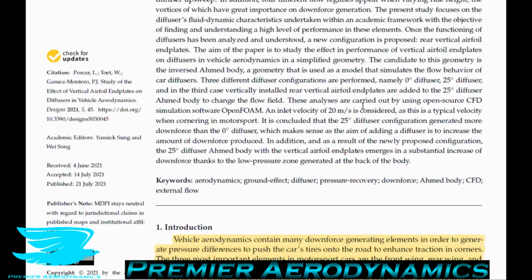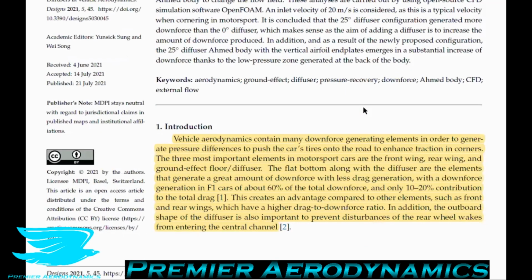So they start off saying that vehicle aerodynamics contain many downforce generating elements in order to generate pressure differences to push the car's tires onto the road to enhance traction in corners. And this is obviously very important because the faster you can go around corners, the faster you'll complete a lap. And the only way you can really go fast around corners is by having a lot of friction between your tires and the ground. So one way to do that is by increasing the downforce, which pushes the car into the ground.